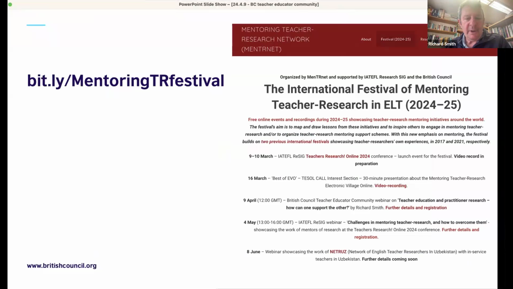And so the festival that we're organising, I showed you earlier, is supported by the IATEFL Research SIG, organised by MentorNet, and also supported by the British Council, for which we're very, very grateful. And there are some things coming up.